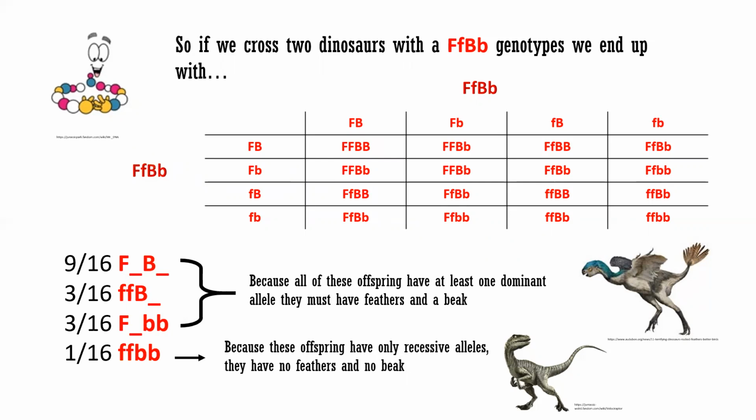Now, because all of the offspring from the 9, 3, 3 groups have at least one dominant allele, they will have feathers and a beak. But because the offspring at the bottom have only recessive alleles, they have no feathers and no beaks.